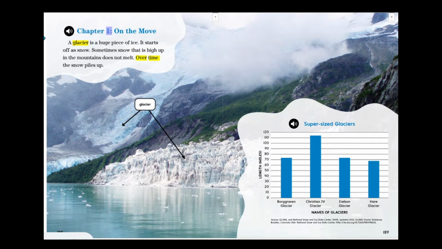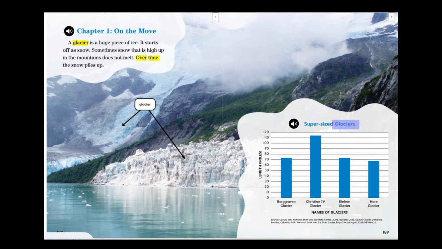Chapter 1: On the Move. A glacier is a huge piece of ice. It starts off as snow. Sometimes snow that is high up in the mountains does not melt. Over time, the snow piles up. Glacier.